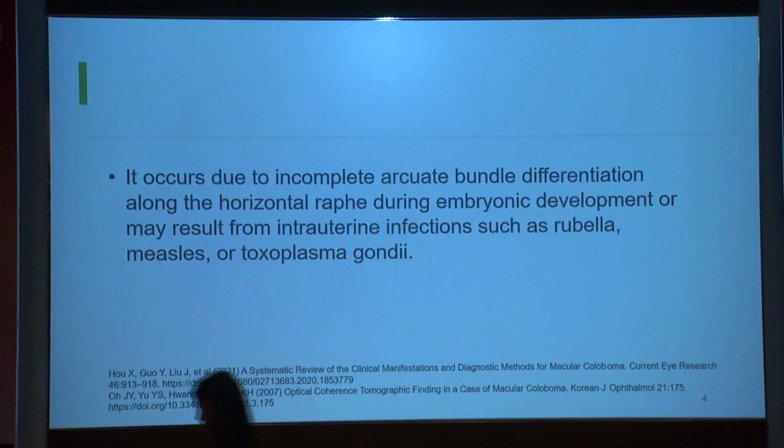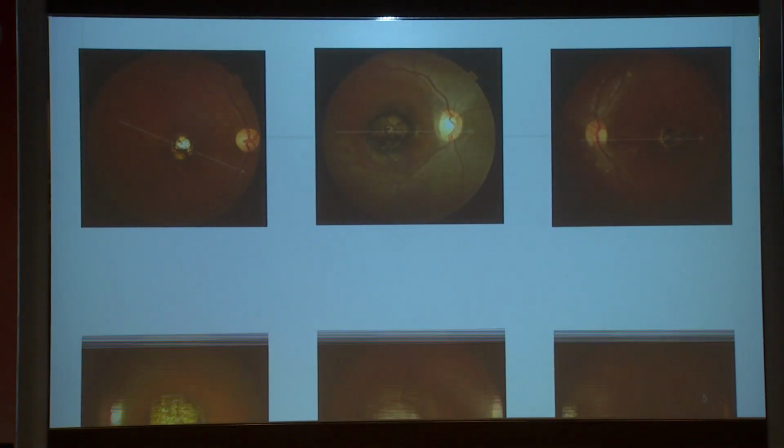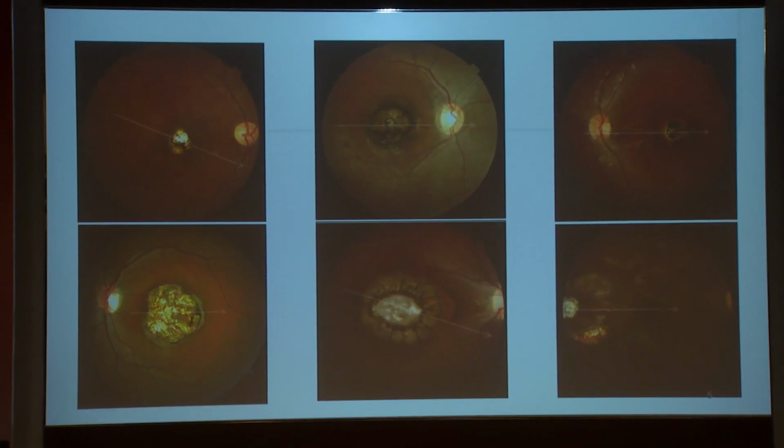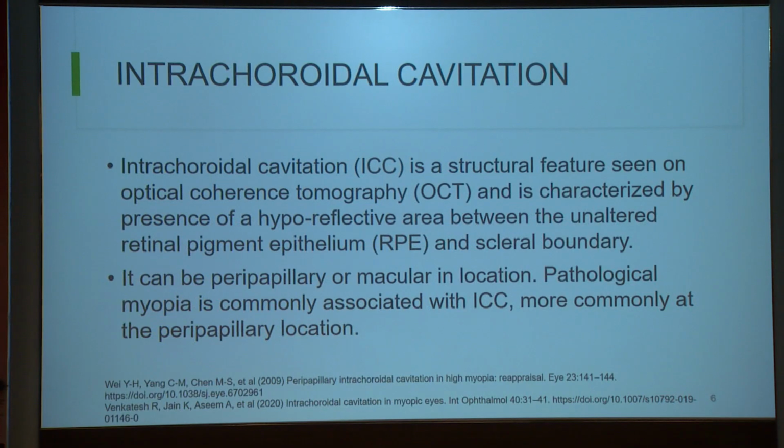It occurs due to incomplete arcuate bundle differentiation along the horizontal raphe during embryonic development or may result from intrauterine infections such as rubella, measles, or even Toxoplasma gondii. Here are a few images of different types of macular coloboma which have been seen in the literature.